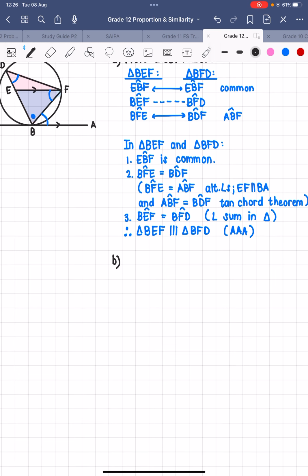Guys, there's one more question. We still have 4 minutes, so let's quickly do that one. They want us now to prove that BF squared is equal to BD times BE.